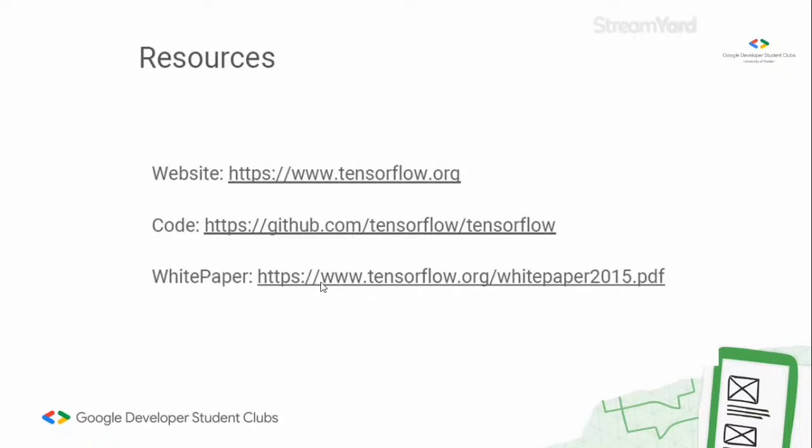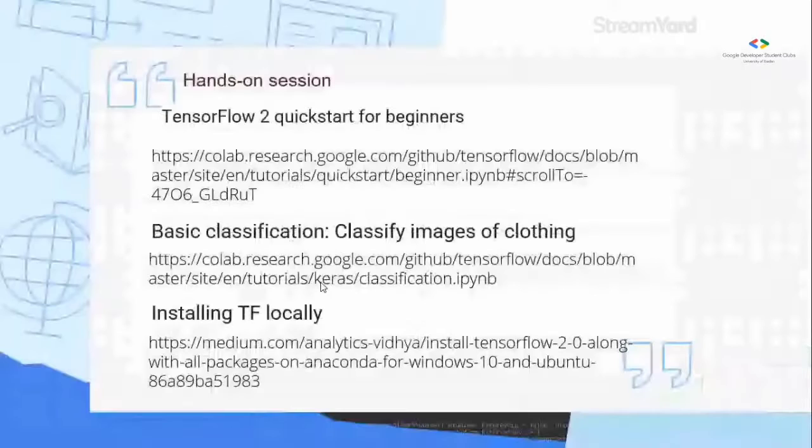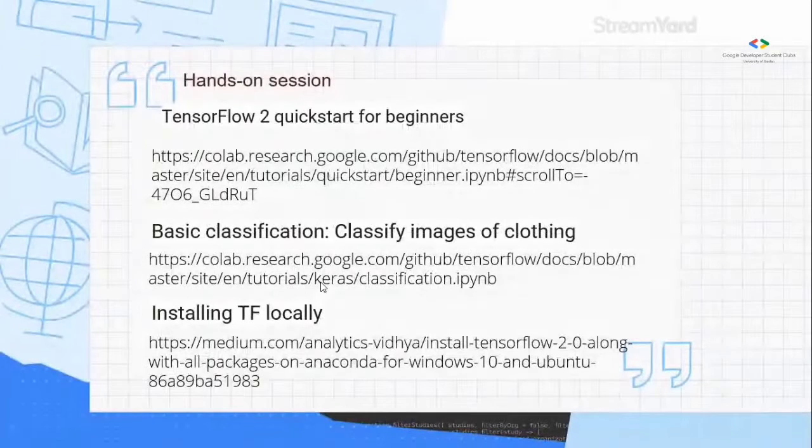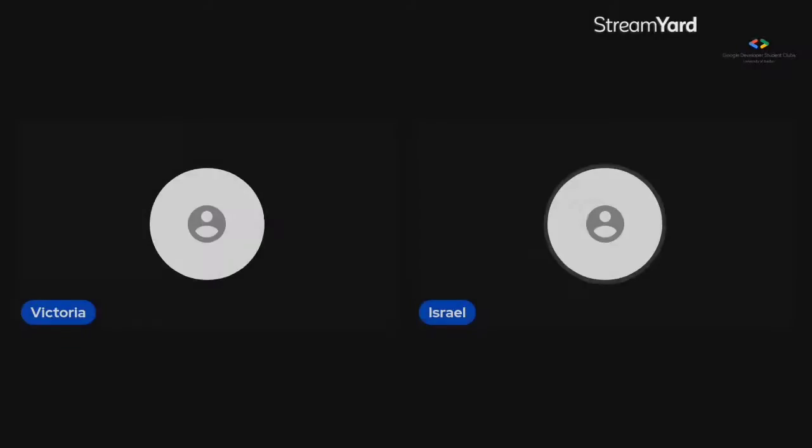Now, in the hands-on section, we'll be talking about the TensorFlow 2 quick start for beginners. Also, we'll be building our basic classification. I'll be classifying images of clothing. And of course, I'm going to show you how to install TensorFlow locally. So let me take questions at this point before we go to the hands-on moment.